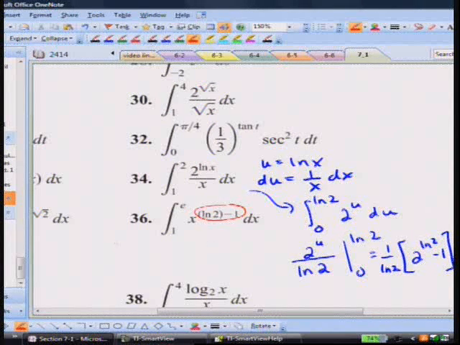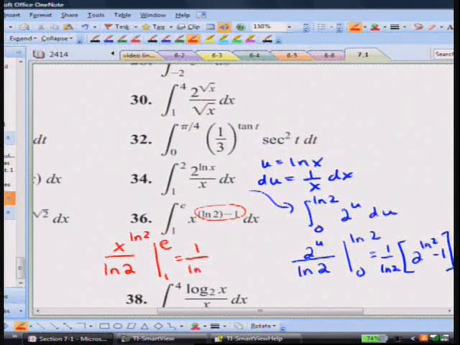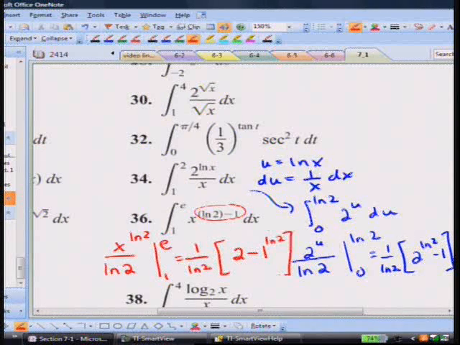So this is going to be x to the ln 2 over ln 2, evaluated from 1 to e. Which is going to be 1 over ln 2 times e to the ln 2, which is just 2, minus 1 to the ln 2.